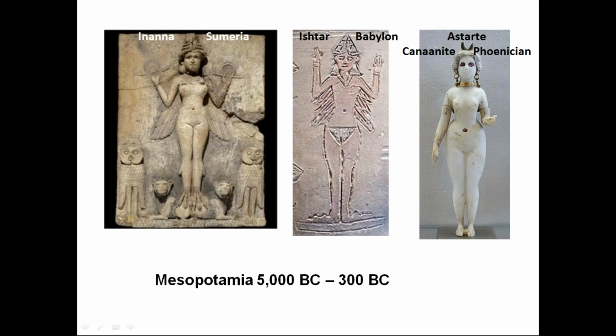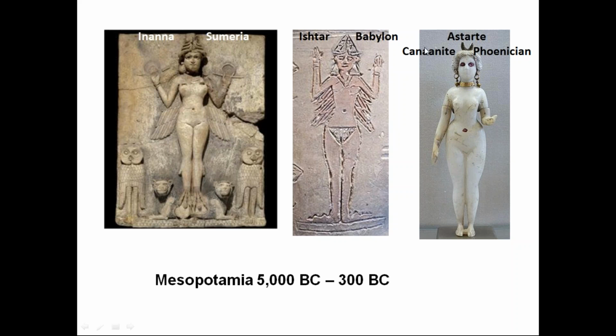So, back to our three goddesses. I'm not going to talk about Ishtar much because she's a lot like Inanna, and she has a consort. His name is Tammuz, and she has a descent journey and all. There's not a lot of distinction, except that she's the Babylonian Akkadian version.